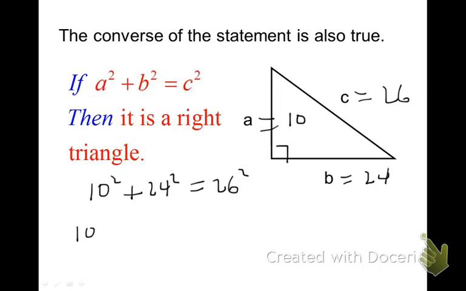So 10 squared is 100, and 24 squared is 576, and 26 squared is 676, and if you add those numbers on the left, you get 676 is equal to 676. So yes, in fact, this would be a right triangle, and we would have used the converse of the Pythagorean theorem to show that it is a right triangle.